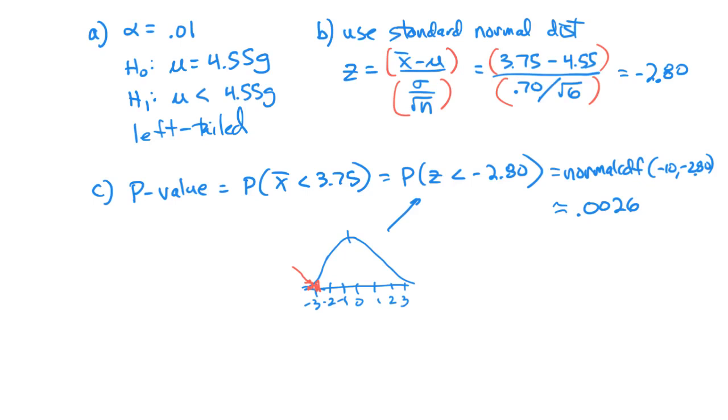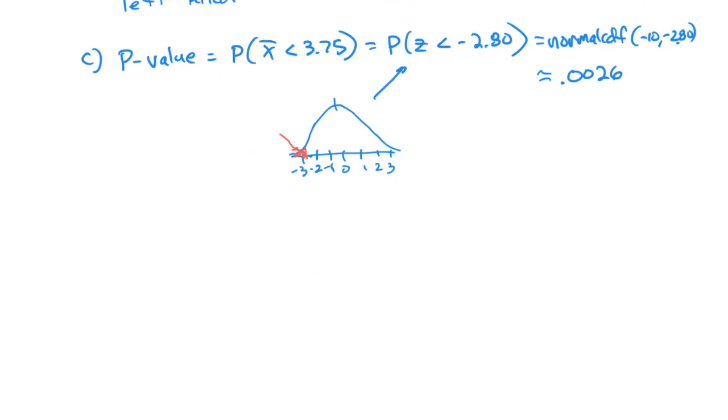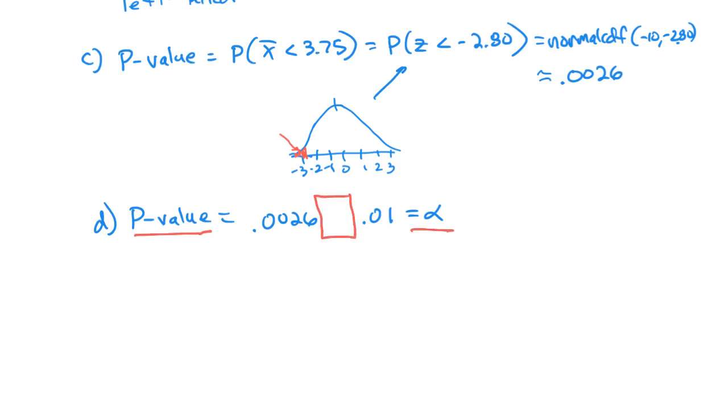So for part D, what we want to do is compare our p-value to alpha. So here is part D. So part D, we say, okay, p-value equals 0.0026. And if we compare that to 0.01, which is alpha, so looking at this, we have got our p-value. We've got alpha. We've got a little box here. And looking at this, we can see that the p-value is less than alpha.